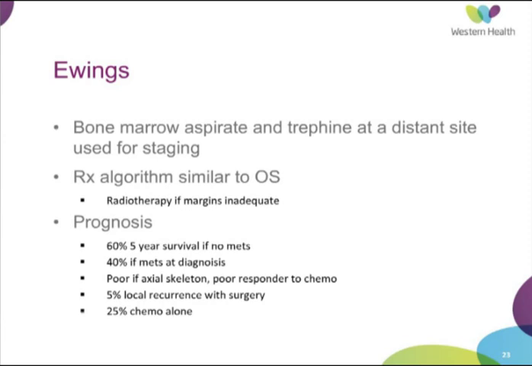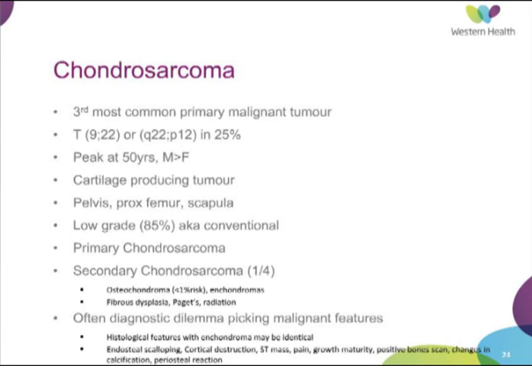The prognosis is relatively poor in comparison to osteosarcoma, so approximately 60% have 5-year survival, and it's poorer if the axial skeleton is involved. Chemotherapy alone is associated with a 25% recurrence of the primary lesion, but only 5% if surgery and wide local excision is performed.